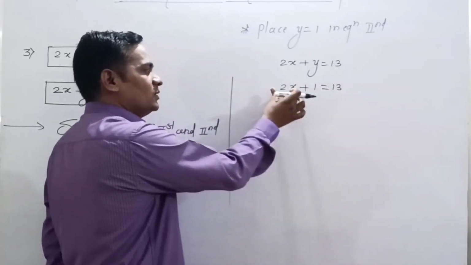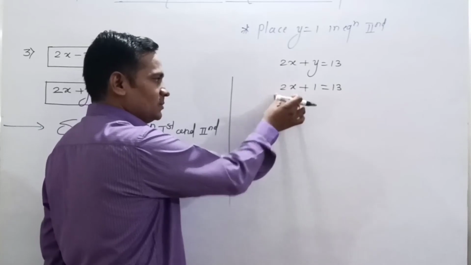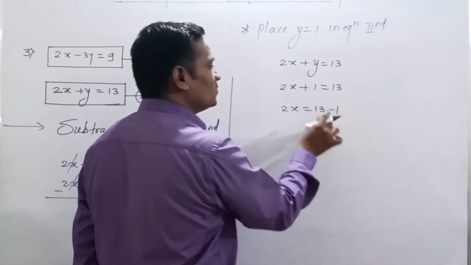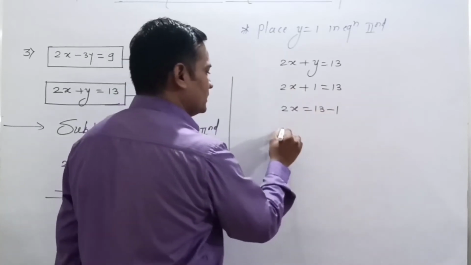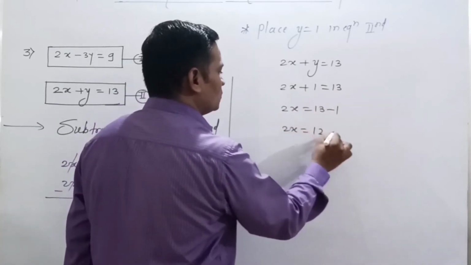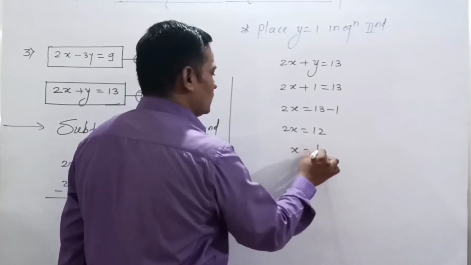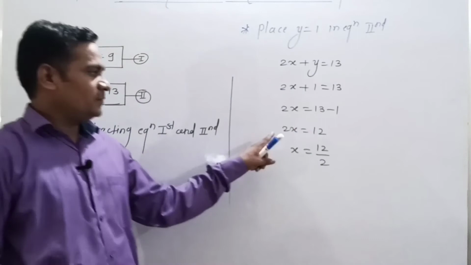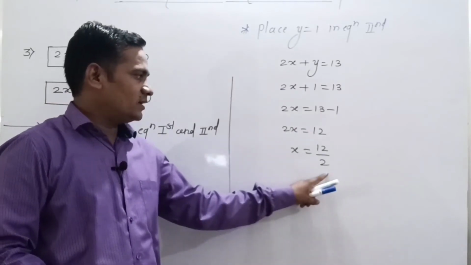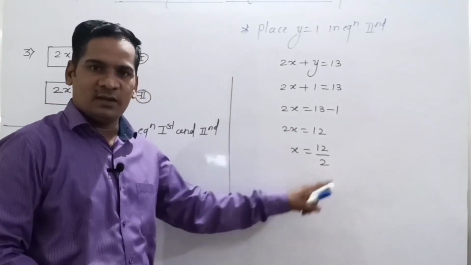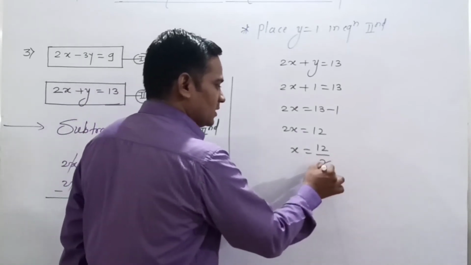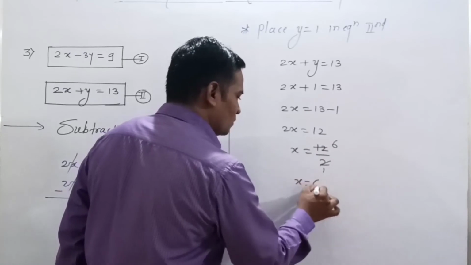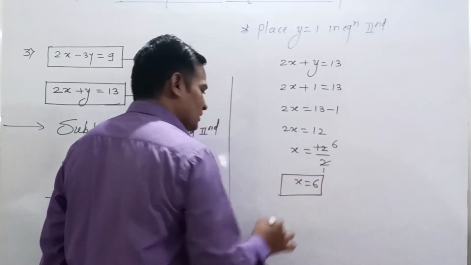We have to find out the value of this x. So keep this term as it is. So 2x is equal to 13 minus 1. This plus will become minus. So 2x is equal to 12. So x is equal to 12 upon 2. Why is this so? This will go to the denominator. Multiplication will become division. So 2 ones are 2, 2 sixes are 12. So x is equal to 6. Now this is the value of x.